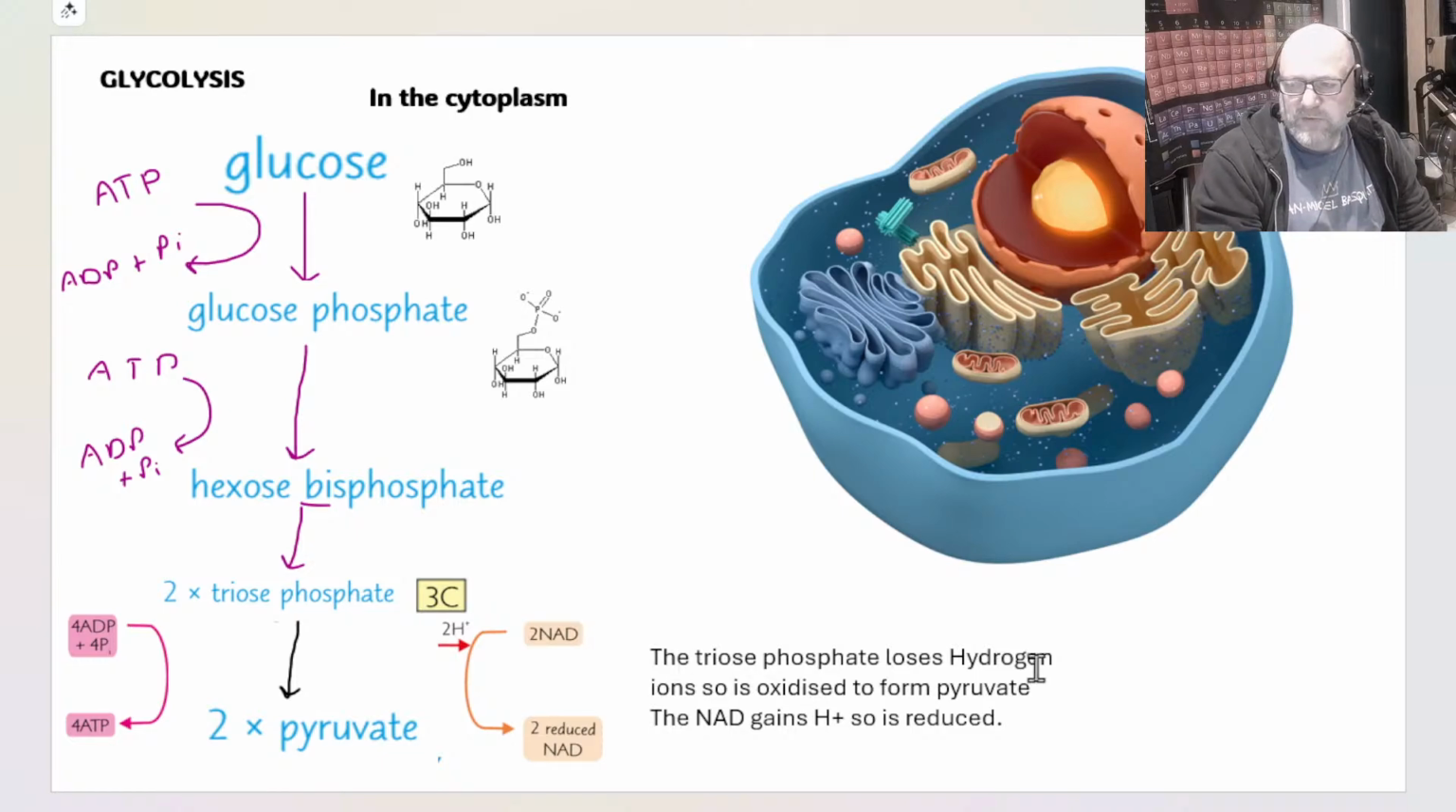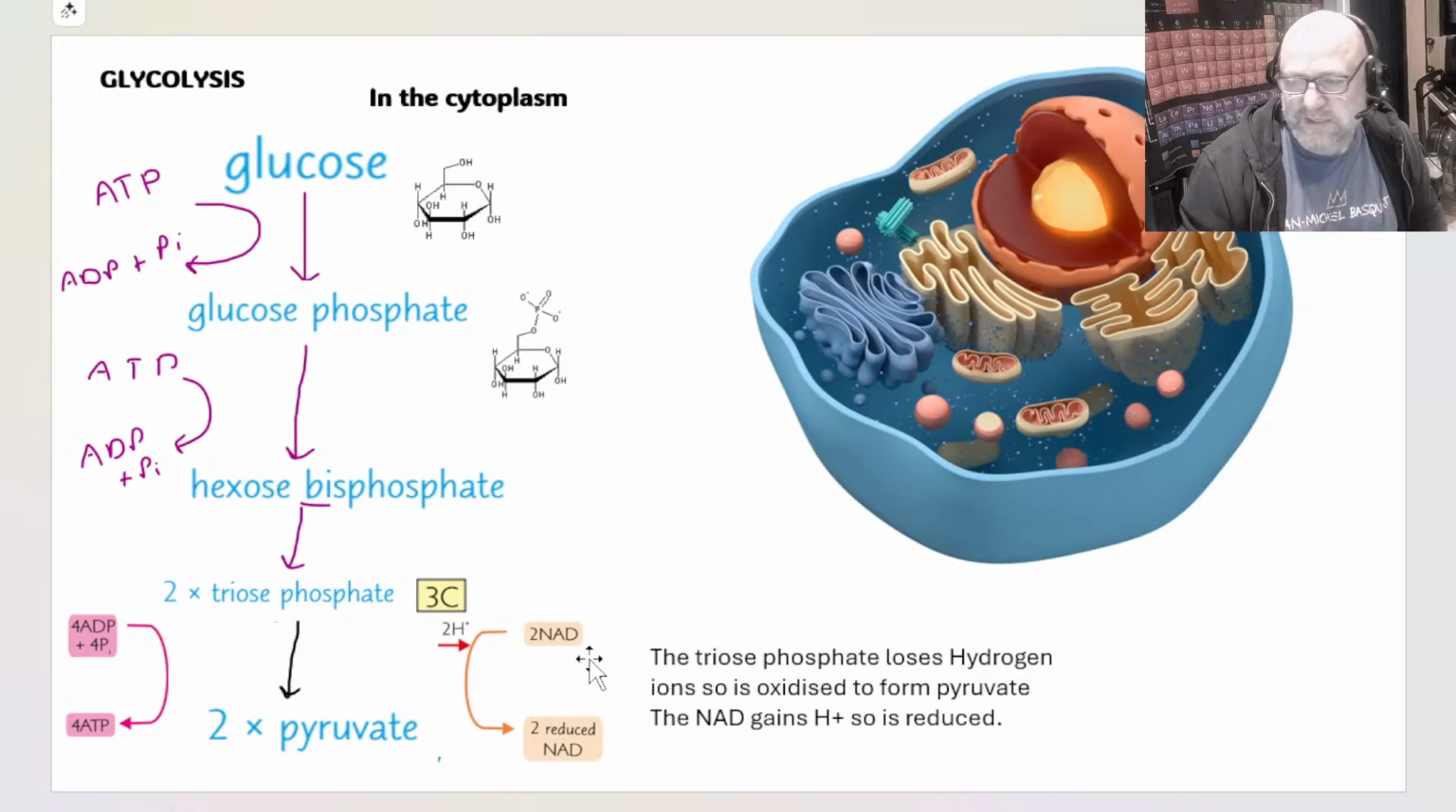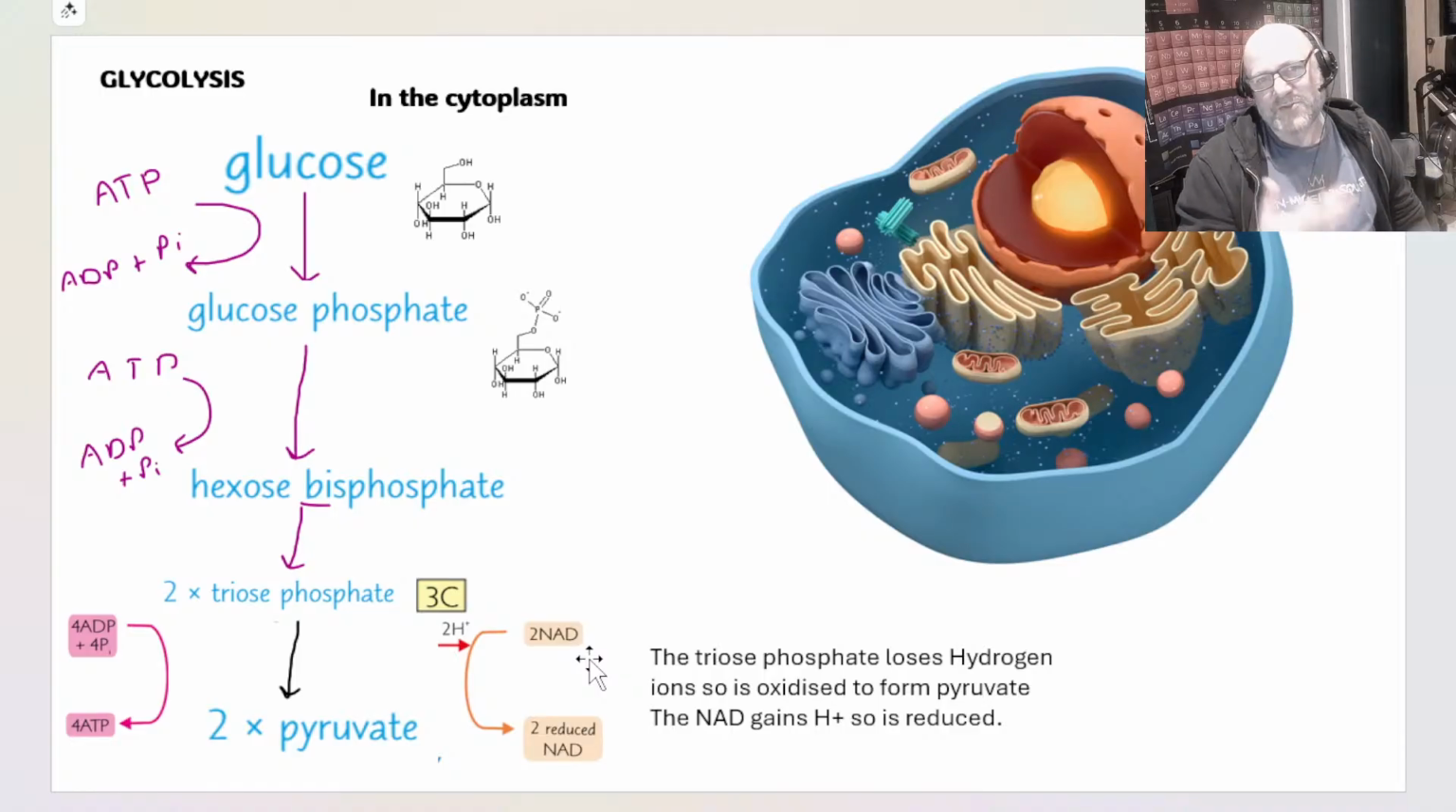So the triose phosphate loses hydrogen ions, so it is oxidized to form pyruvate. So overall, we could say glucose is phosphorylated and oxidized to make pyruvate. And the NAD gains hydrogen, so is reduced. It also gains electrons. It doesn't just gain hydrogen ions, it gains hydrogen ions and electrons to become reduced. Obviously, reduction is gain. Remember OIL RIG from GCSE.